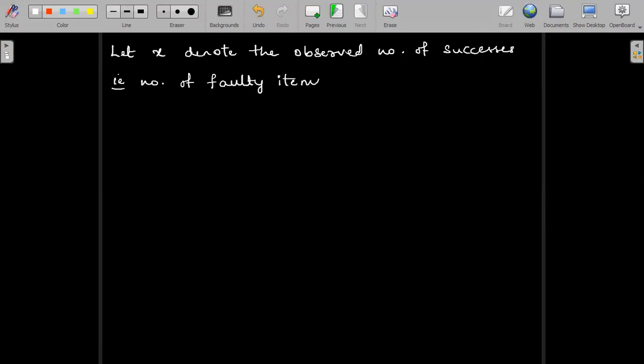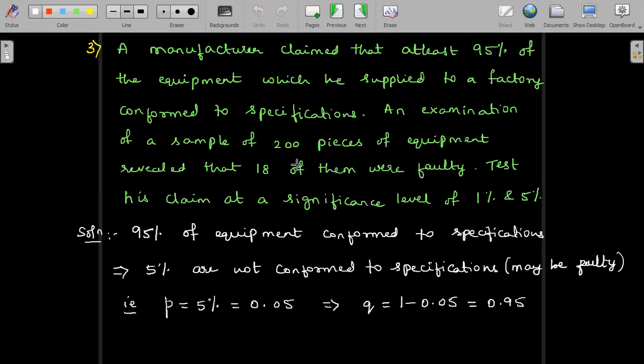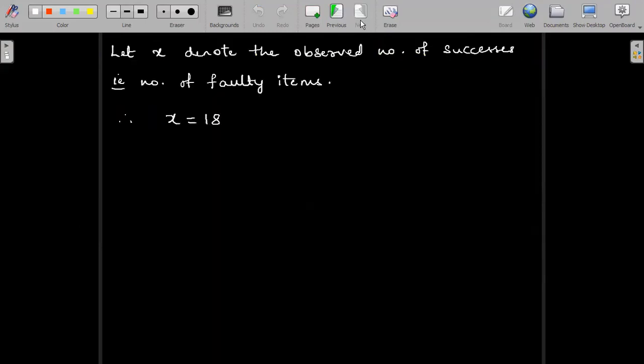Number of faulty items. It is given from the data that X is equal to 18. Reading the data, we can say that 18 of them were faulty. And we have collected a sample of 200 pieces, so N is equal to 200. Now we know N, X, P, Q, everything, so we can apply the formula.